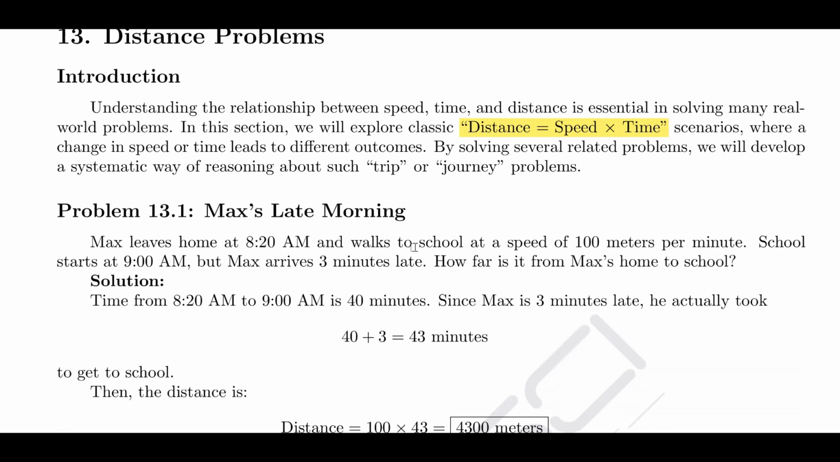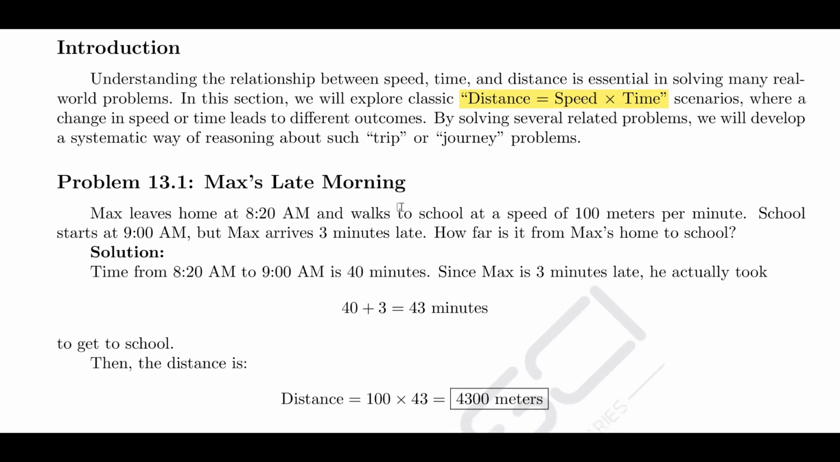There are two main ways to solve these problems. One is the equation method, where we assign variables and set up equations step by step. The other is the reasoning method, where we think about the situation logically, comparing times, speeds, and distances without writing equations. I will show you both methods for each problem so you can see how they work. Let's start with our first problem.